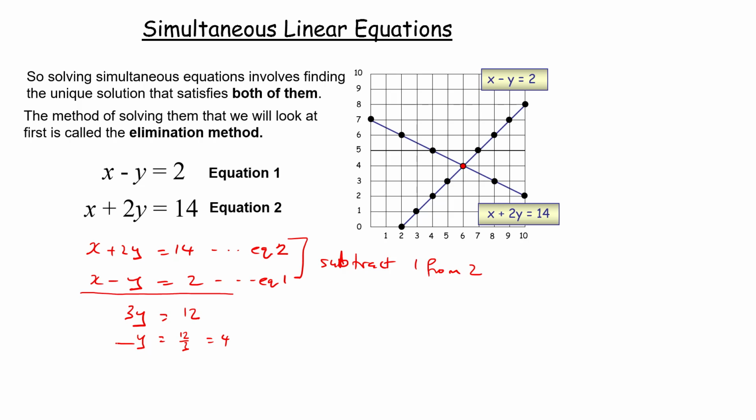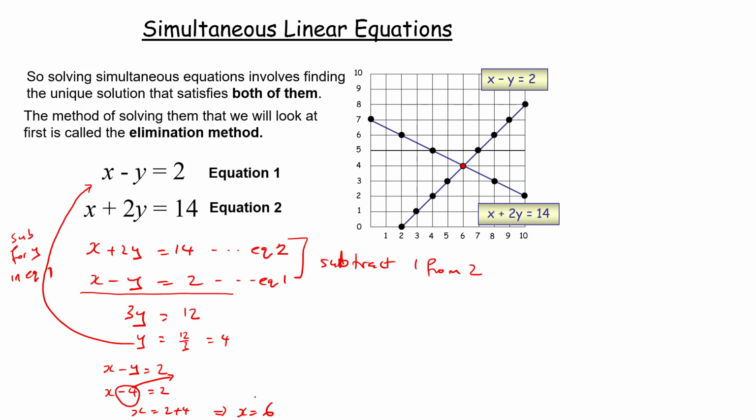To find x, I just sub this back into either equation. Let's sub it back into equation 1, so wherever we've got x minus y equals 2. So x minus 4 equals 2. If we move the minus 4 over to the other side, that means x is going to be equal to 2 plus 4. So that means x is equal to 6. Okay, so that's our solution.